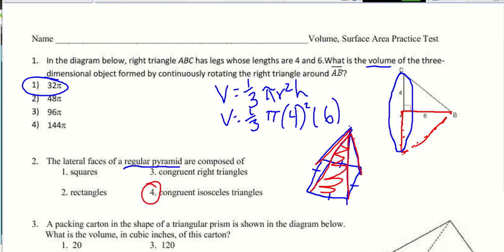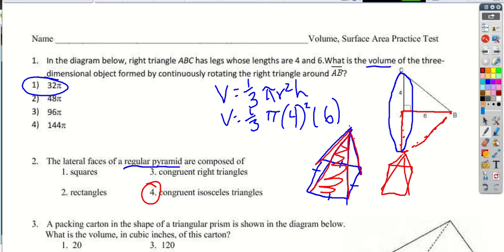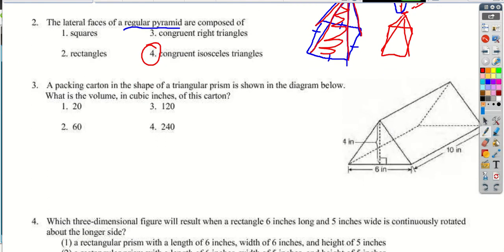They vary in size because my height could make this a very small regular pyramid, where these are small triangles, or they could be tall triangles. The height's going to change.